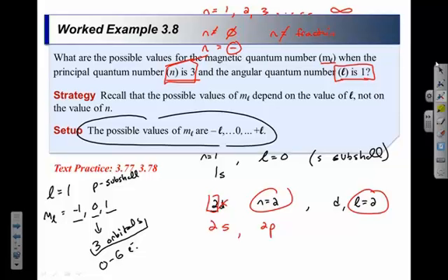3p, that exists. 3d, that exists. 3f does not exist. And 4g. Let's see, 4g, that would be n equals 4. So when n equals 4, the possible values for L are 0, 1, 2, and 3. So that's an S, P, D, and F. So there is no G in the 4th energy level.